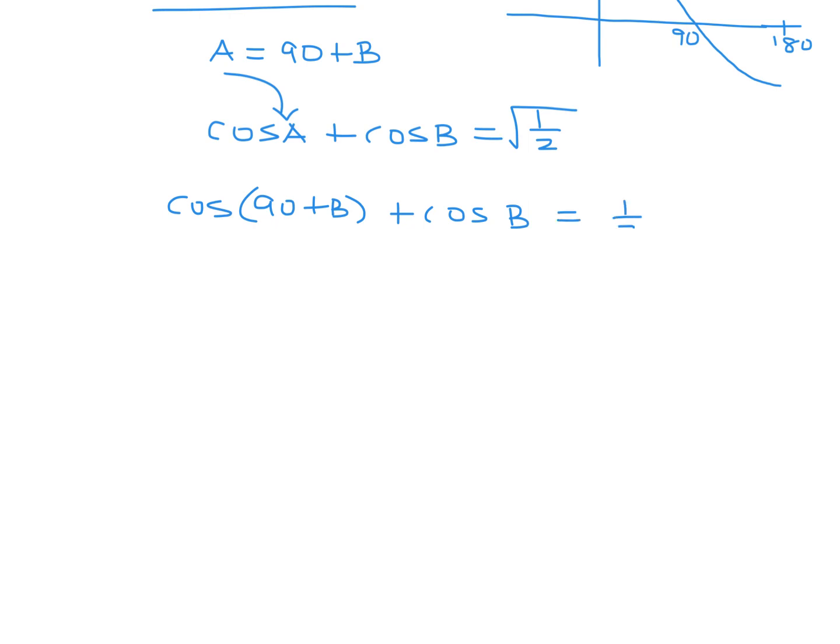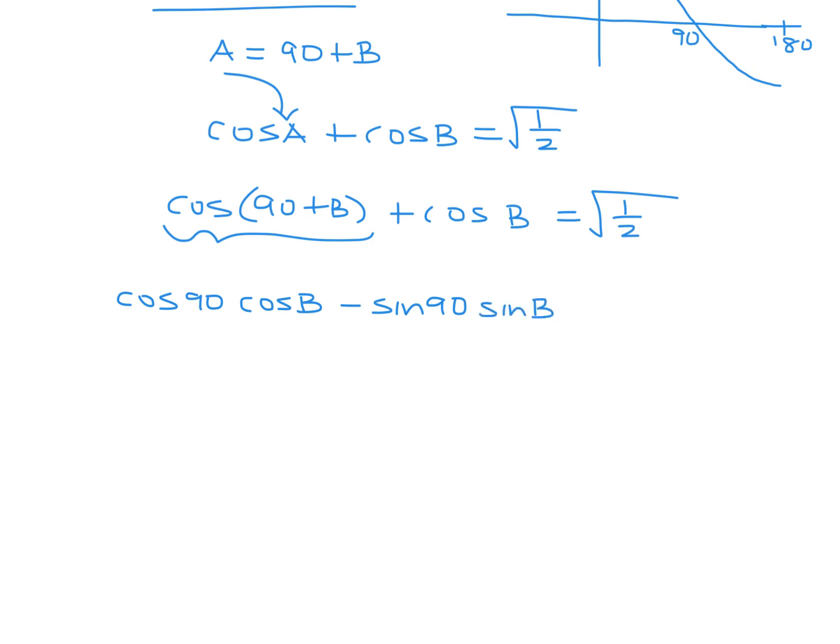and then we can add them. All right. Well, the trig identity, to expand that, was cos 90 cos B minus sine 90 sine of B. And then this is just a cos B, and that is equal to the square root of a half. Well, cos of 90 is 0, so that cancels out. And sine of 90 is 1, so this just becomes the negative sine of B plus cos B.